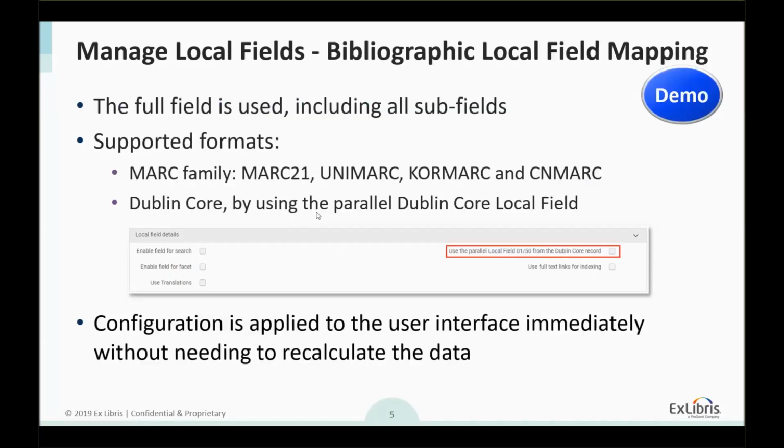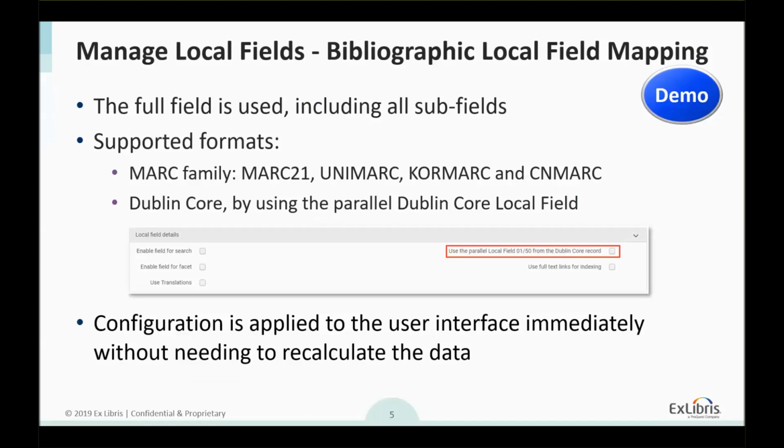And when this field is defined in the creation of the local field, we take the full field and use it for your need, including all the subfields. So if you select, for example, the 955 field, we will take all its subfields for search, display, or facets.